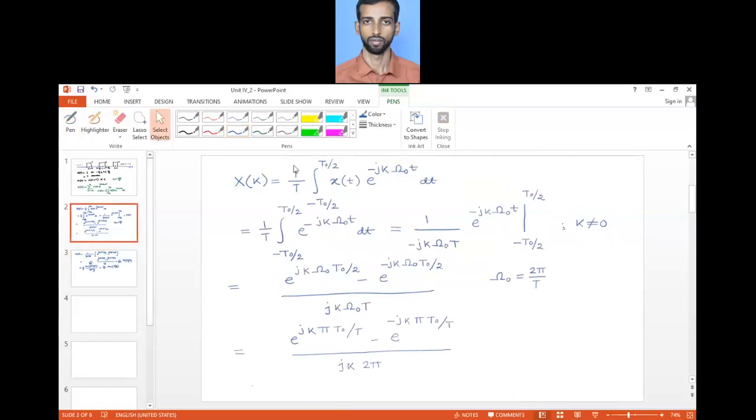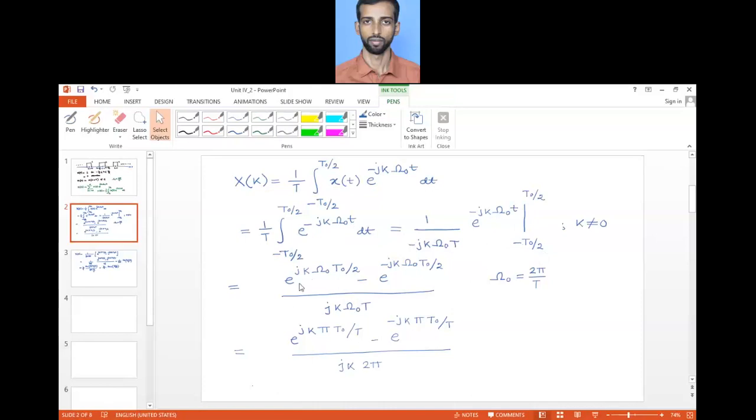Let's review it once again. The signal variation is from minus t naught by 2 to plus t naught by 2. So we write something like that: x of t e to the power minus j k omega naught t dt. The integration has to be carried out over the entire period, that is capital T. So if we just integrate e to the power minus j k omega naught t, that will give us 1 by minus j k omega naught capital T, and then you have e to the power minus j k omega naught t, where t is ranging from minus T by 2 to plus T by 2.